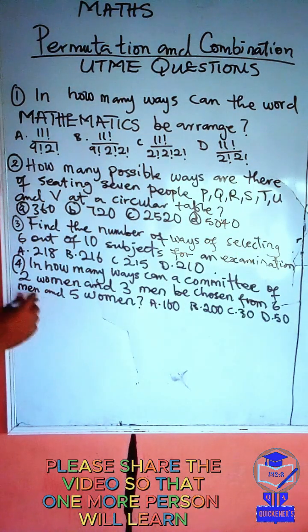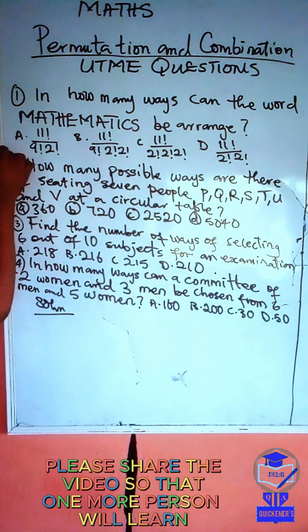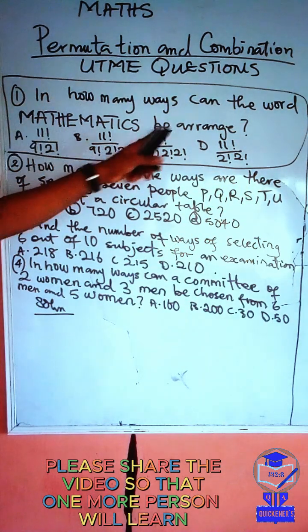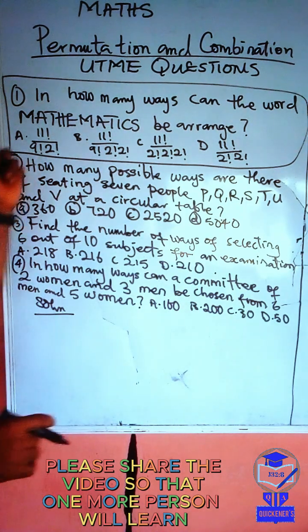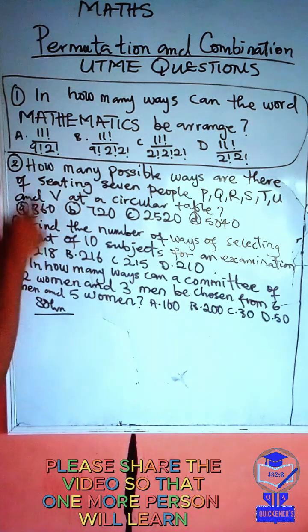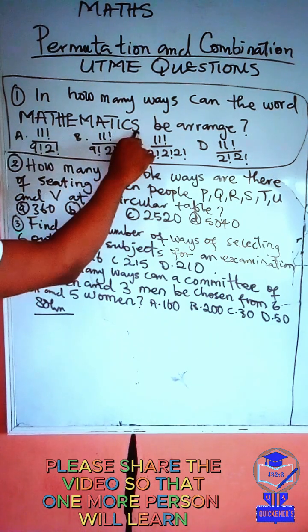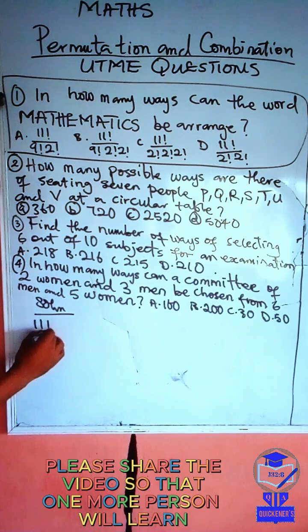I want us to solve all these four questions very quickly. That is how simple it is. This is the first question: in how many ways can the word mathematics be arranged? Now, you can see this word. How many letters are there? 1, 2, 3, 4, 5, 6, 7, 8, 9, 10, 11. Right? 11. So you now see 11 factorial.